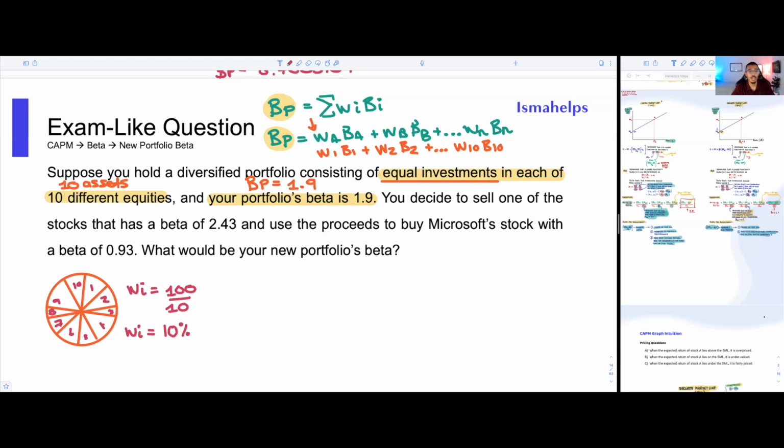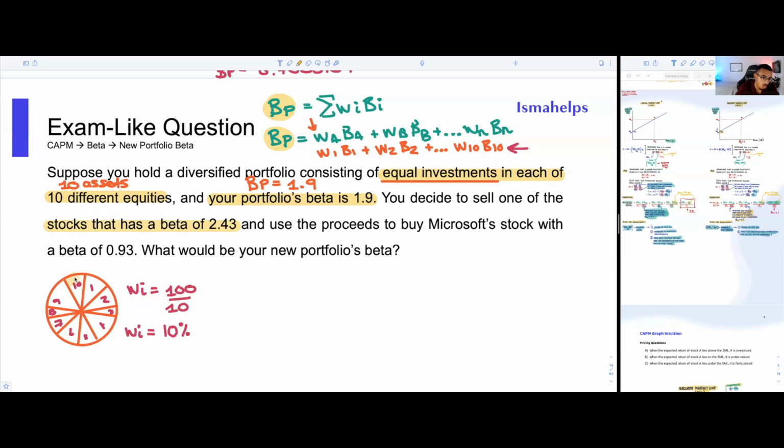Is this needed for these types of questions? No. But if you want to understand why the trick I'm going to showcase works, it's important to understand that yes, this is equally weighted, and we could clearly write that into our formula in a concise and cute way. So let's say that we decide to sell one of these stocks, all right? We decide to sell one of these stocks that has a beta of 2.43, all right?